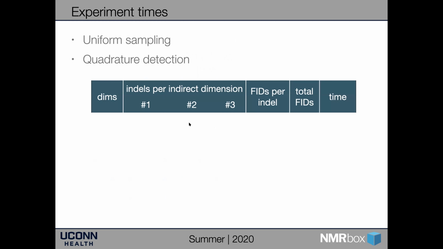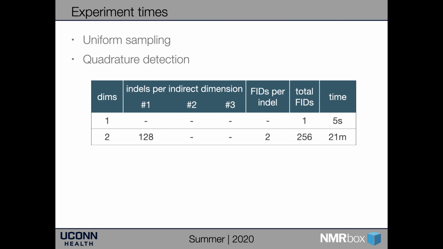So if we were to consider uniform sampling and use quadrature detection, if we had a single dimension, this would be our direct dimension, we'd have one FID. And if we put that at about 5 seconds for collection time and relaxation, we can step our way through increasing number of indirect dimensions. Here we've added an indirect dimension and it's got 128 points. With quadrature detection, we now have 2 FIDs per indel, and we're looking at a 20-minute experiment.